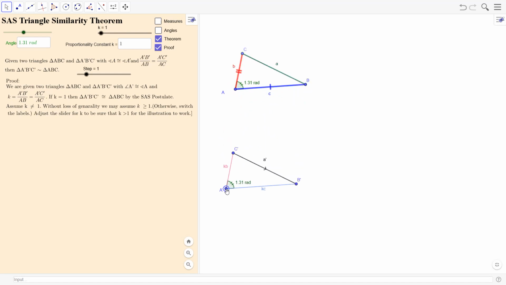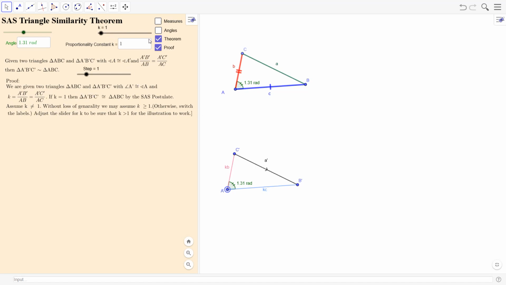Right there, see that they're congruent. And so why is that true? Well, because of the side angle side postulate. So we've got that case covered. So let's assume K is not 1.